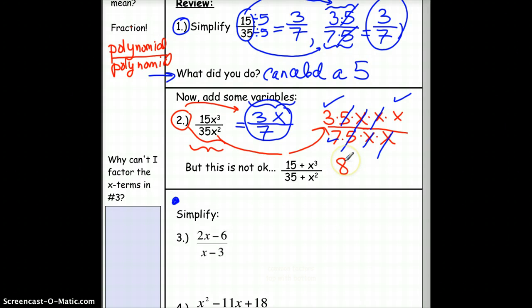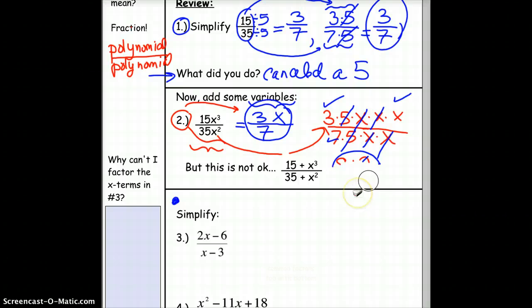Suppose you were to say, what is 8 plus 2 divided by 2? You know that's 10 over 2. You know the answer is 5. But now it's tempting with all this canceling to say, hey, the answer is 8 because the 2's cancel. But that's not the case. 2 is not considered a factor. It's part of a sum.